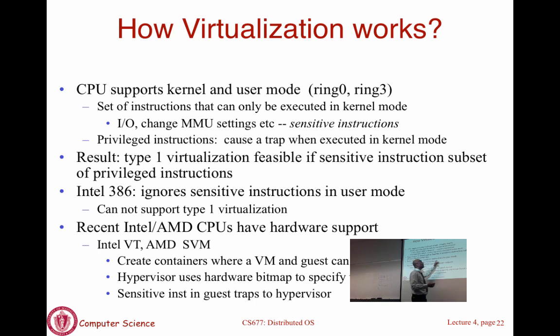But there may be more than two. In the Intel architecture, you can have up to 4. There's something called ring 0, ring 1, ring 2, ring 3. Ring 0 is the same as kernel mode, everything is allowed. Ring 3 is user mode, only some restricted set of instructions are allowed, others are not allowed. So that's one concept to keep in mind.